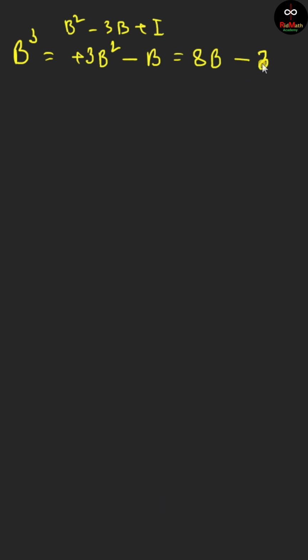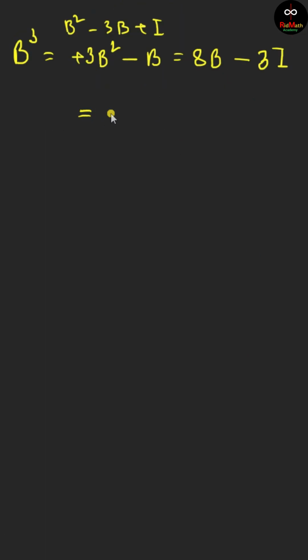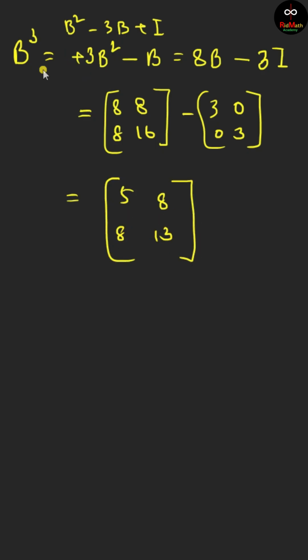This will be 3I. So what was the B matrix? 1, 1, 1, 2. So this is equal to 8, 8, 8, 16 minus 3, 0, 0, 3. Okay. So this is equal to 5, 8, 8 and 13. So this is A cube and B cube.